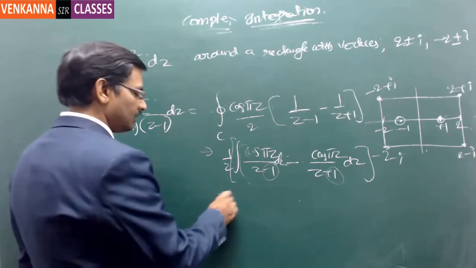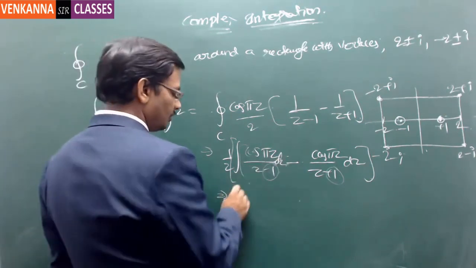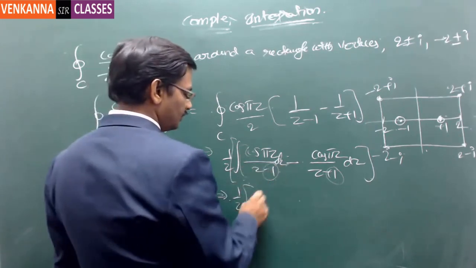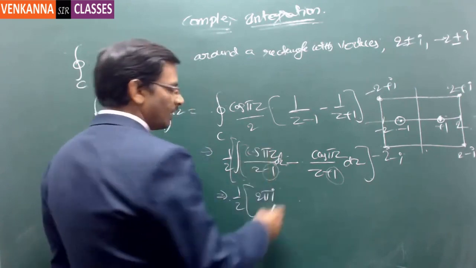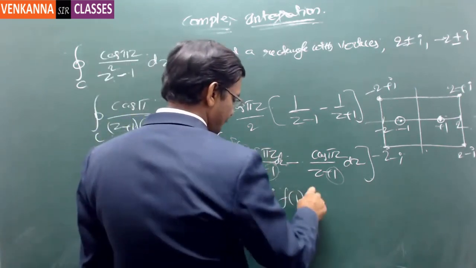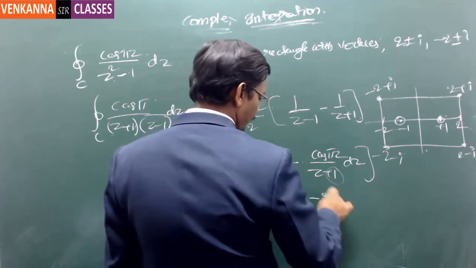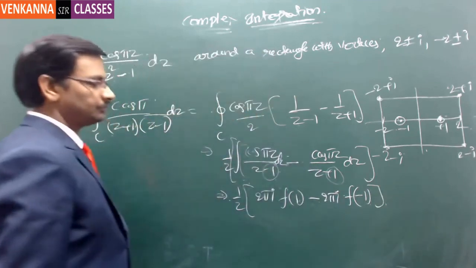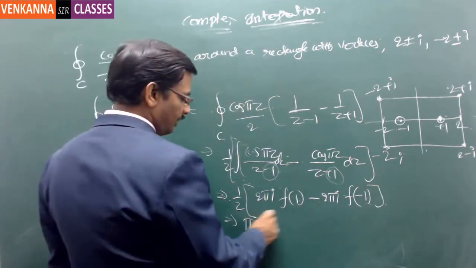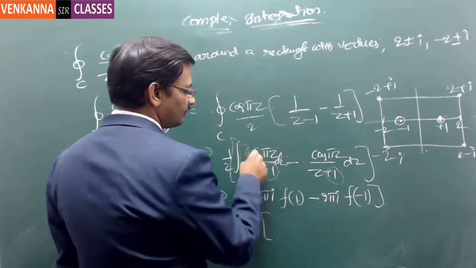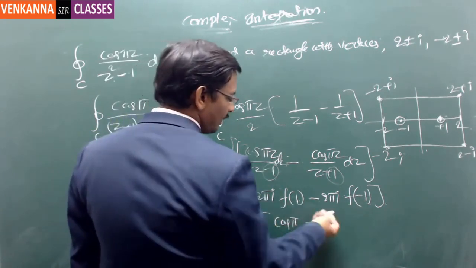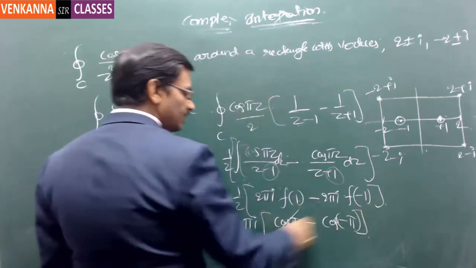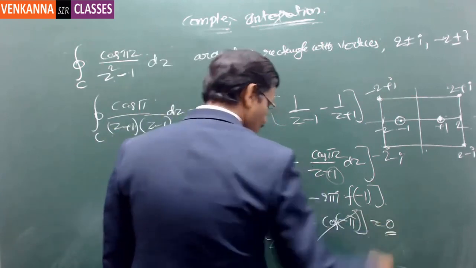Then as per Cauchy's integral formula, this value is coming out to be 1 by 2 times of this integral value, 2 pi I times of f of 1 minus 2 pi I times of f of minus 1. So 2 pi I you can take out, this is pi I times of cos pi minus cos of minus pi. Being cos of minus pi equal to cos pi, these two will cancel out. This integral is coming out to be 0.